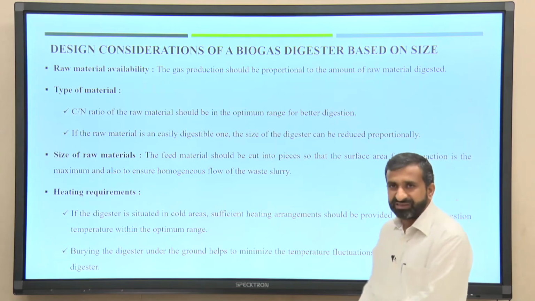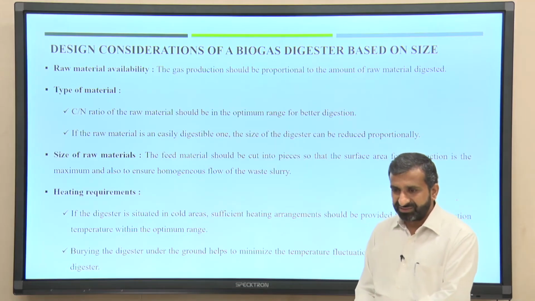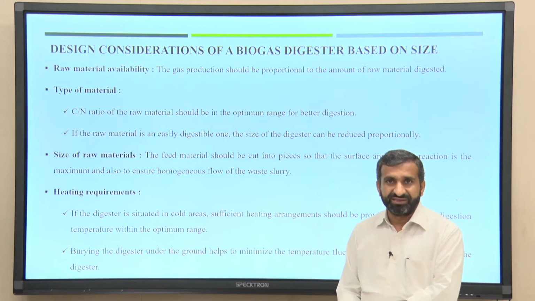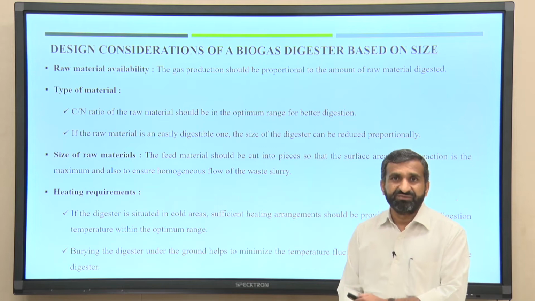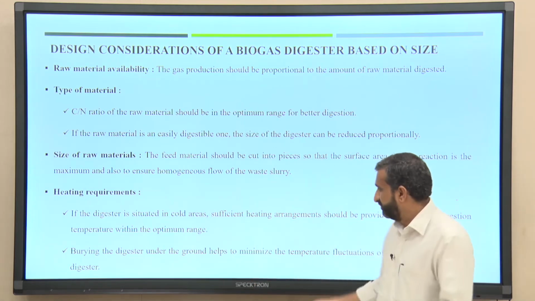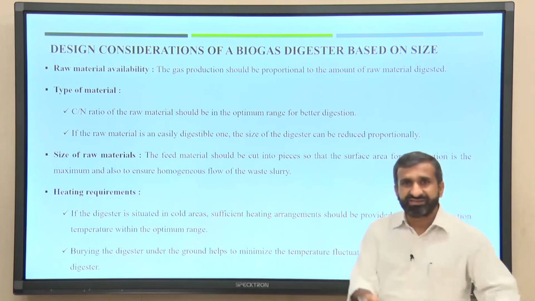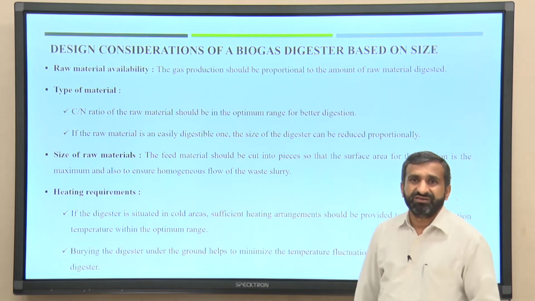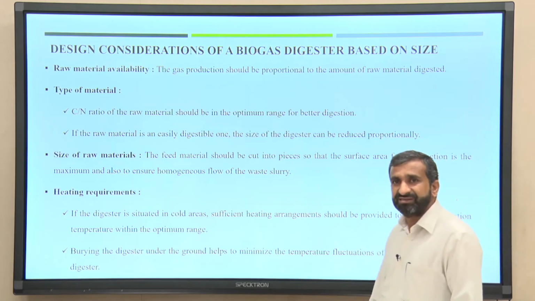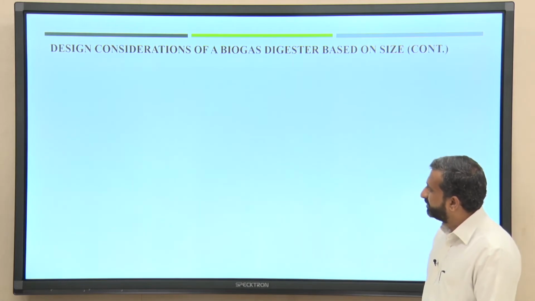I think especially in India, where the temperature is around 4 degrees to 10 degrees in the December and January months, in that condition it is good if you bury the digester underground. We can reduce the disadvantages of the temperature in the reactor.